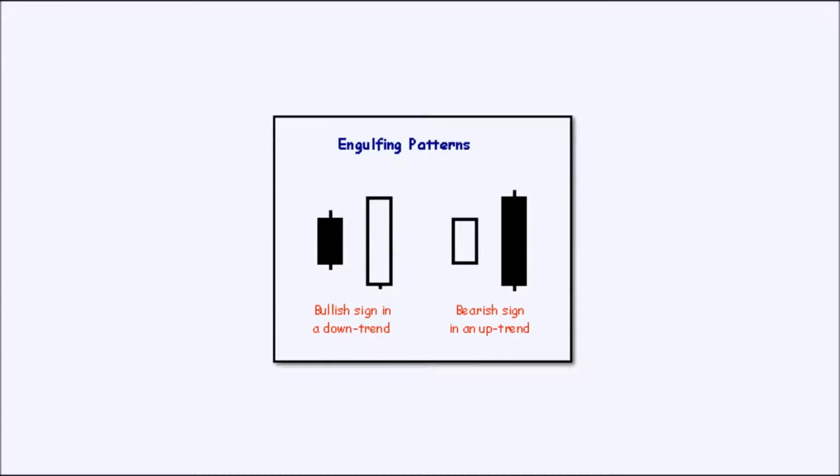Like one of my favorite patterns, the engulfing pattern. This is a bullish engulfing candlestick because it completely covers the entire body, upper and lower wick of the candlestick before it. This is a bullish sign in a downtrend. This is a bearish, fully engulfing candlestick because it totally swallows the preceding candlestick. And this is bearish in an uptrend.